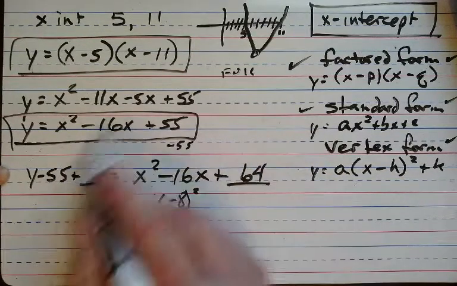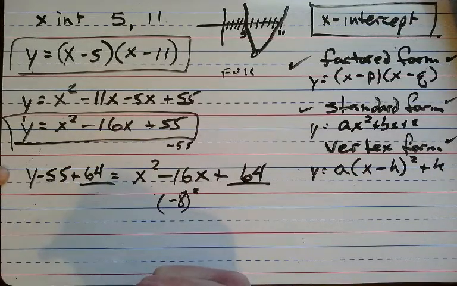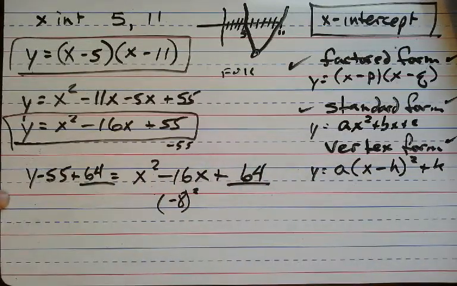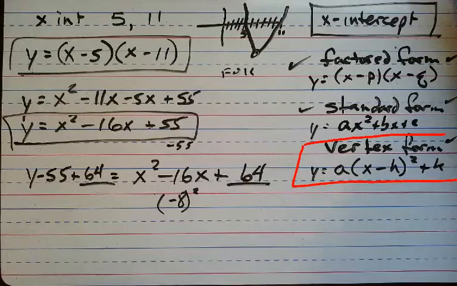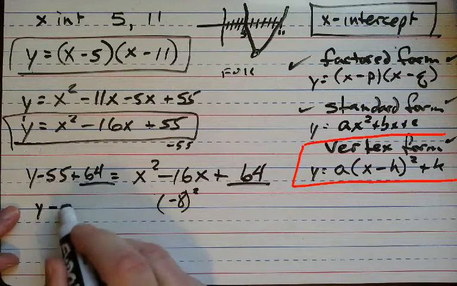Now, what we put here has to go right here. 64. Alrighty. So, what's on this side? Well, negative 55. What am I saying? Negative 55 and 64 is 9. So I just need to come over here and do this. We are doing this one right now. Okay, so negative 55 and 64, that's 9. So this is y minus 9.